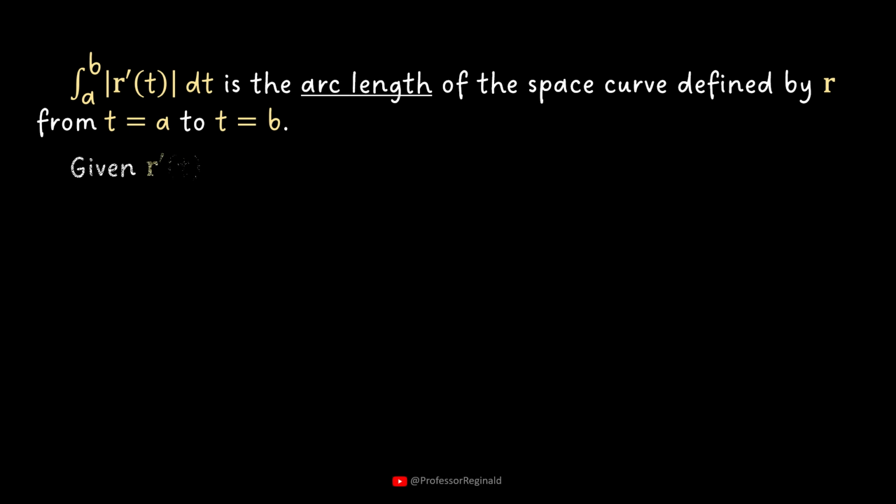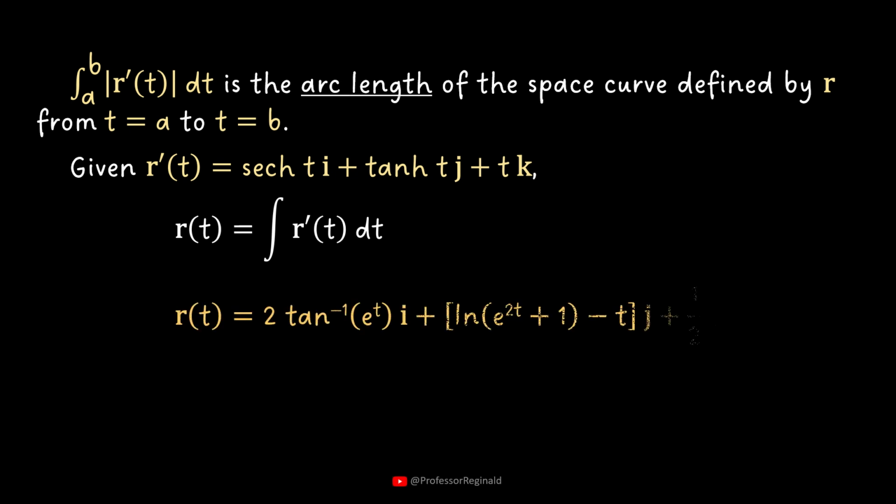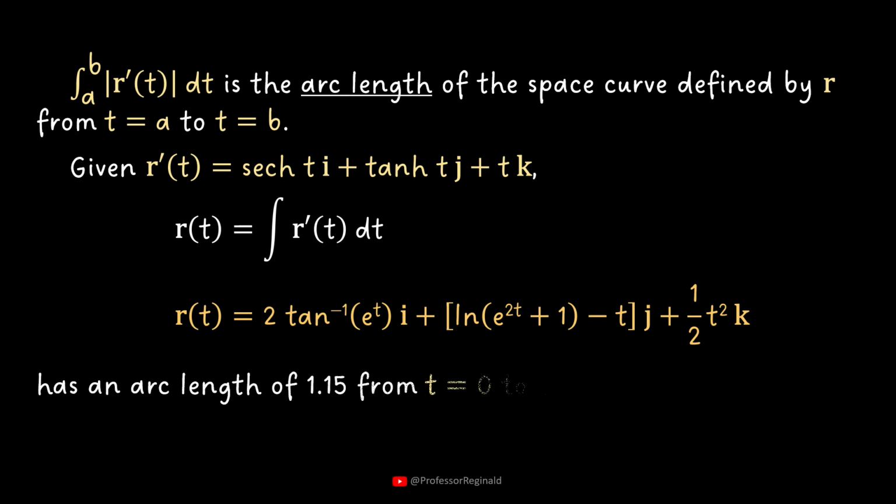Given the derivative of the vector-valued function, through integration, we can find the vector-valued function whose length from t equals 0 to t equals 1 has been computed. Please refer to a separate discussion about arc length and curvature for more details and examples.